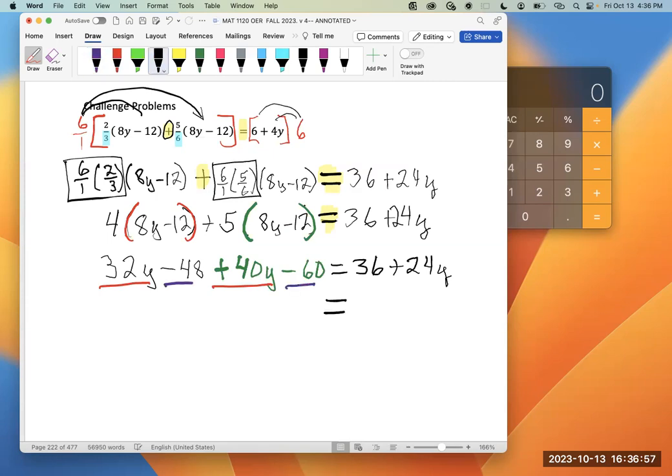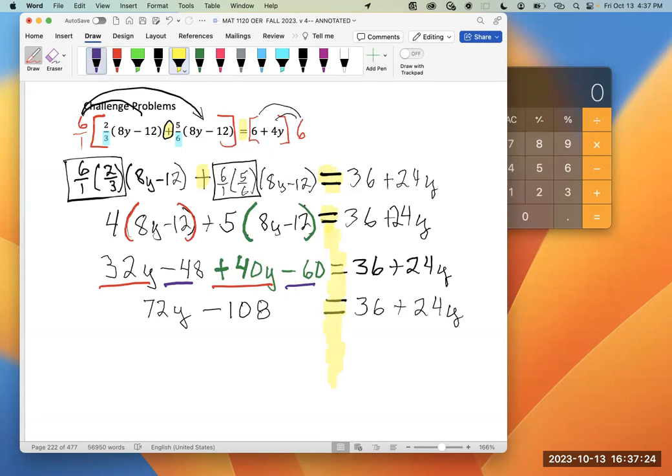I'm going to combine the terms that are alike. 32y and 40y is the same thing as 72y. Minus 48, minus 60 is minus 108. All of that is the same thing as 36 plus 24y. Again, trying to keep these equal signs lined up so I don't make silly mistakes.